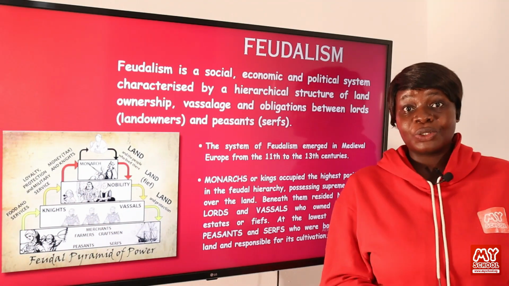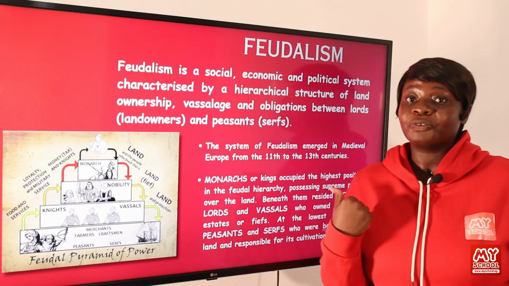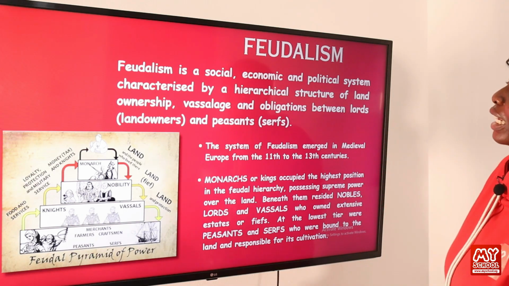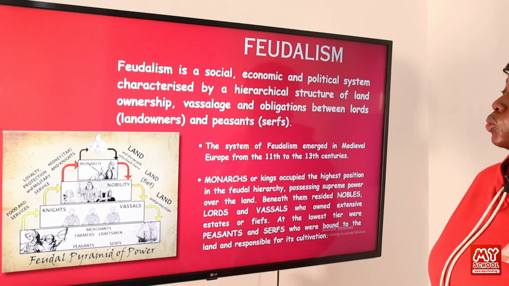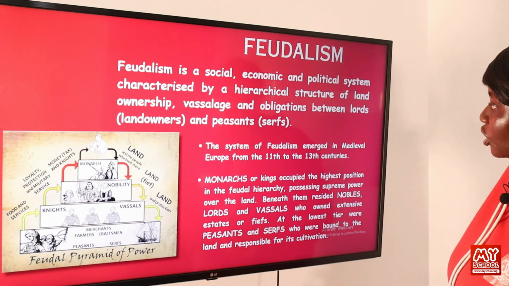Like I said earlier, we're going to continue with the forms of government. So let's begin with feudalism. Feudalism is a social, economic, and political system characterized by a hierarchical structure of land ownership, vassalage, and obligations between lords, which are landowners, and peasants, which are serfs.